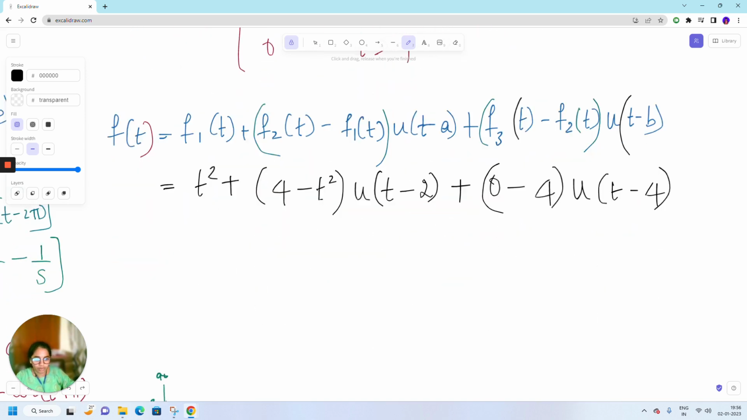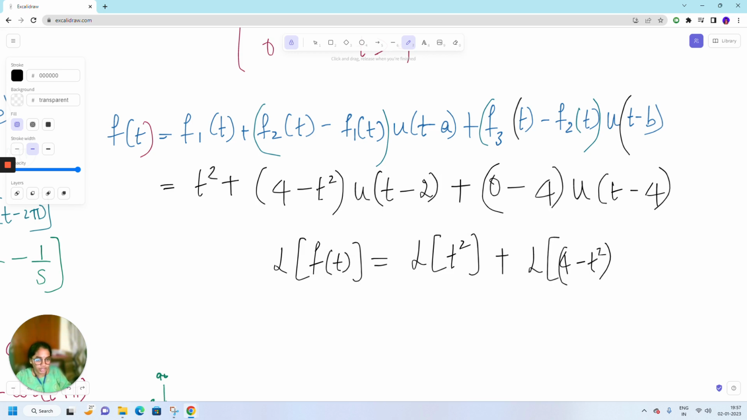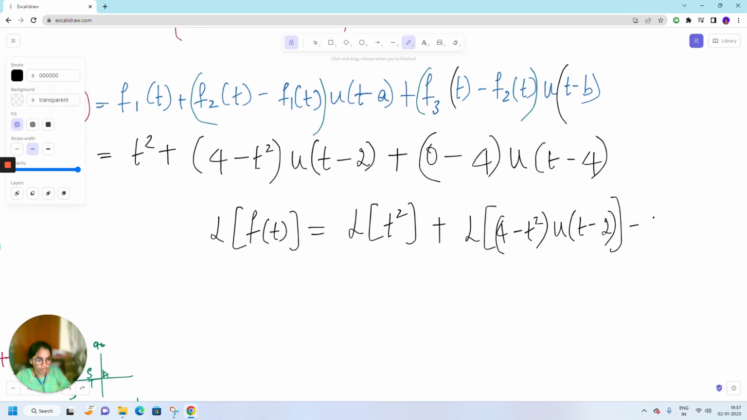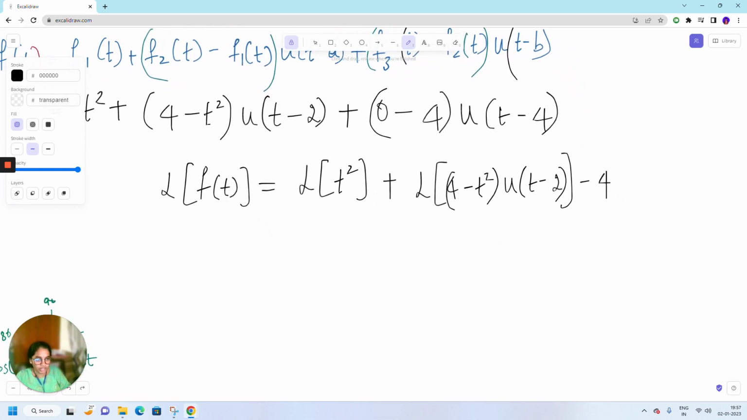Correct? So now, what is the formula for the first one? Let me write down one step, that is Laplace of f of t is equal to Laplace of t square plus Laplace of 4 minus t square into u of t minus 2. Okay, I can write this as minus 4. It is a constant, I can take it out. And then Laplace of, what do you have? You just have u of t minus 4.